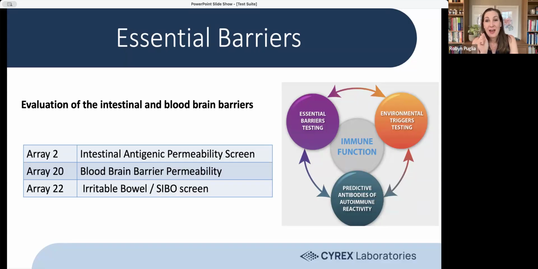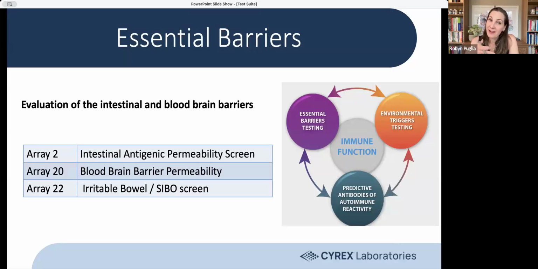So Cyrex has got 3 tests that really fundamentally focus on barrier permeability. We have Array2 and Array22. Array2 is an assessment of the tight junctions of the intestine, of the gut. And Array22 is an assessment of autoimmunity against the adherens junctions of the gut, specifically related to infection or SIBO. So we have 2 tests that look at permeability or destruction of the gut wall or gut wall integrity.